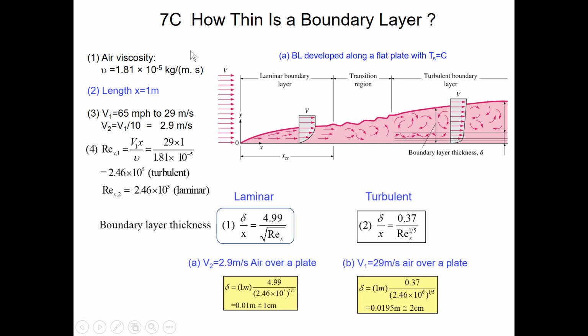C. We often see that boundary layer is thin. How thin is it? Let's do a simple calculation by using the boundary layer thickness equation 1 and 2 for laminar flow and turbulent flow respectively. Assume the fluid is air. The length is 1 meter. We have two separate velocities. One is faster, the other is slower, so that we have one flow which is turbulent, the other flow which is laminar.